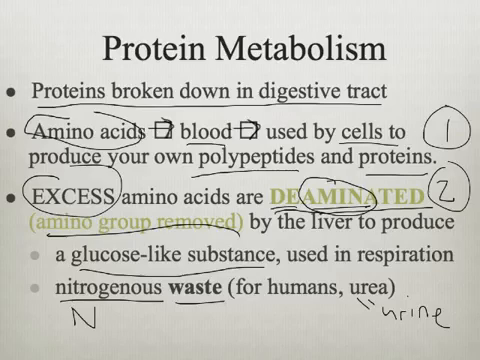Okay, so just to reiterate, first we use amino acids to build new proteins, but any extra ones have their amino group removed, and that amino group is flushed out of the body as nitrogenous waste, and the rest, the glucose-like substance, is used in cell respiration.